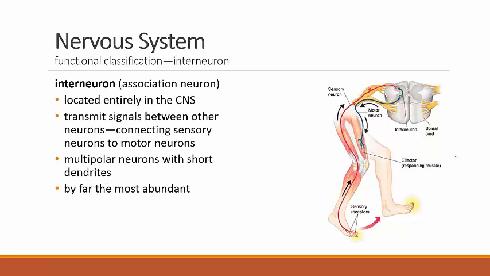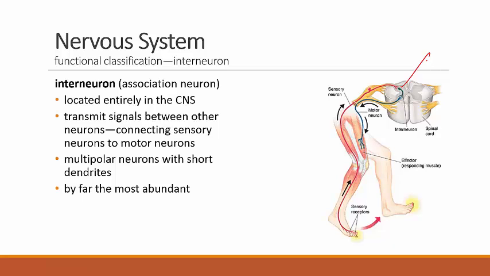And then last of all, the third kind of functional classification is an interneuron, sometimes referred to as an association neuron, because they help sensory and motor neurons to associate with each other. They hang out with them. An interneuron is always located entirely in the central nervous system, in either the brain or the spinal cord. And their job is to transmit signals between neurons, from one neuron to another. And so they are essentially the pathways that connect a sensory neuron to a motor neuron. In this reflex, we're seeing only one interneuron, but that is certainly not always the case. There may be many, many hundreds of thousands of neurons in between the sensory and the motor neuron.